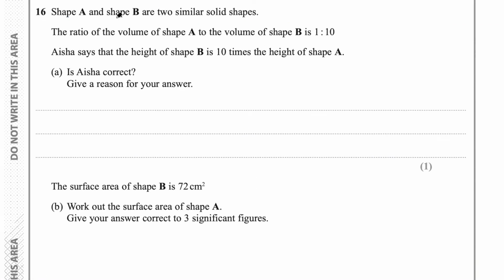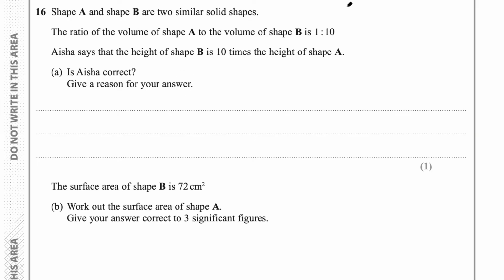Question 16 says shape A and shape B are 2 similar solid shapes. The ratio of the volume of shape A to the volume of shape B is 1 to 10. Aisha says that the height of shape B is 10 times the height of shape A. Is Aisha correct? Give a reason for your answer.